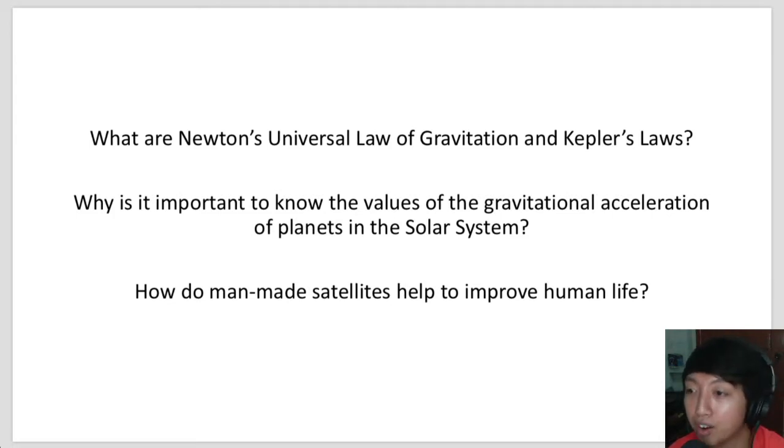Planets that are so far away, especially Uranus and other planets, that it's not likely that we'll visit those planets anytime soon. So then, if that's the case, why is it so important for us to understand and be aware of the values of this gravitational acceleration? How can we use that? How does that help us? Or how does that help us to learn new things?